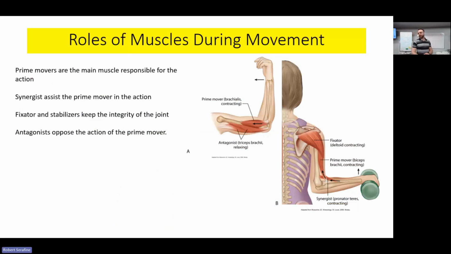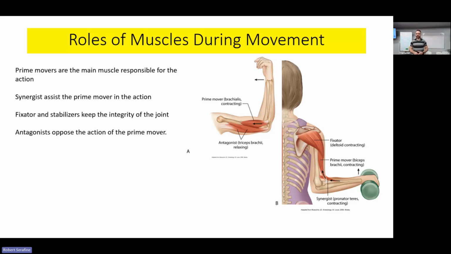Another concept we talk about in kinesiology is the roles that muscles play during movement. So you've probably heard of this concept where we have prime movers, synergists, fixators, and antagonists. Well, prime movers, often called the agonist, are the muscles most responsible for performing the action in which we're observing. Understanding the concept of the action in which we're observing is very important when we're discussing this concept.